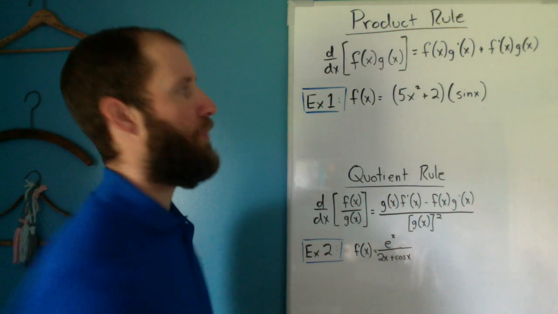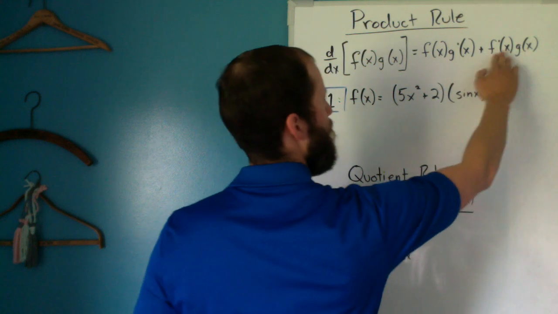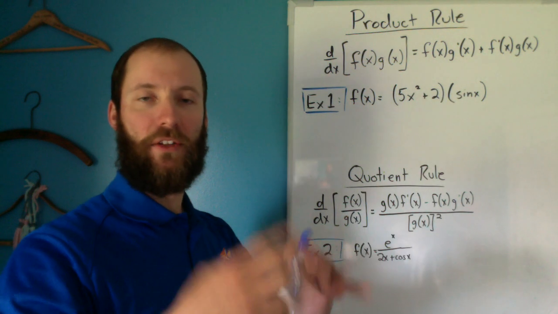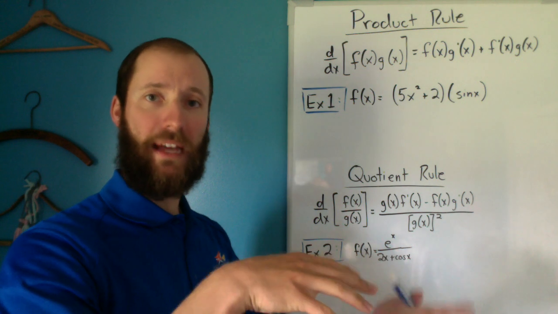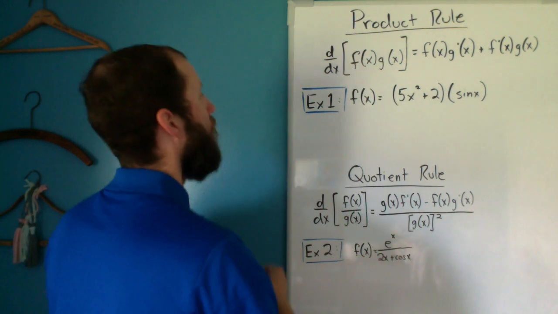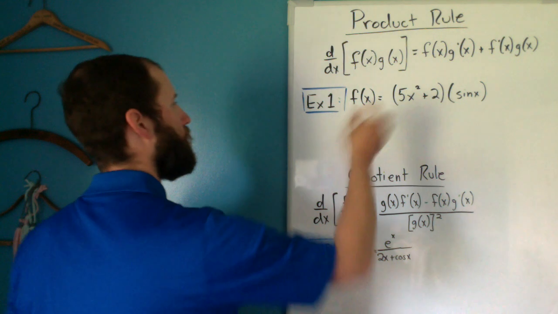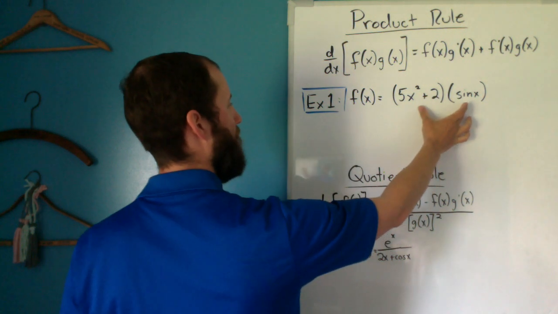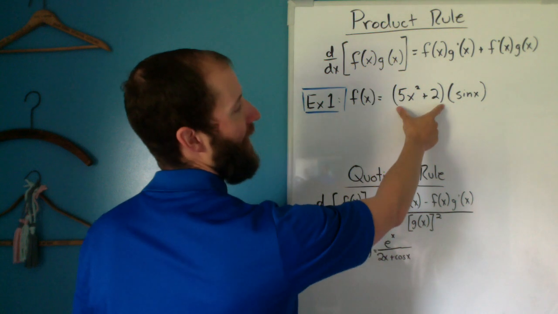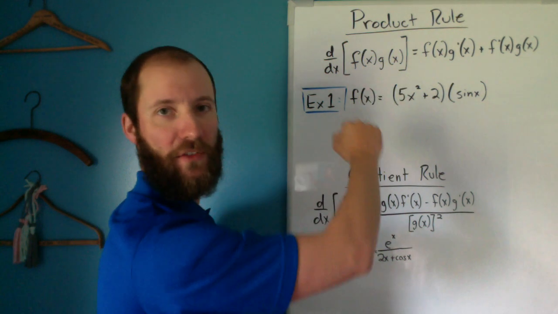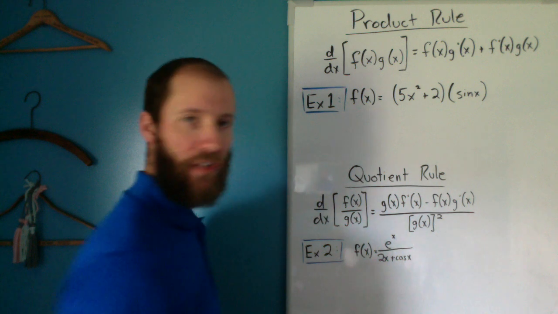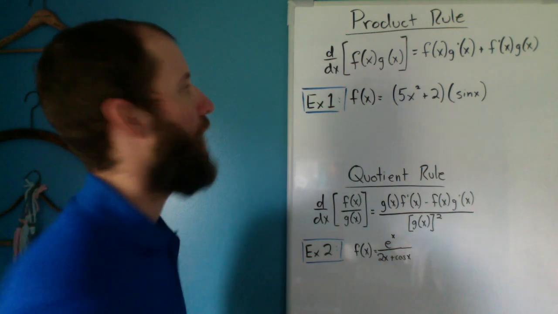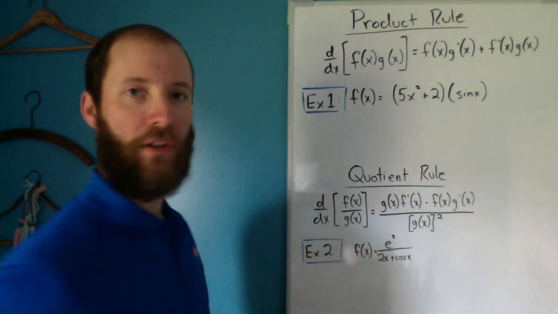You have a bunch of puzzle pieces. You have f, you have g, you have f prime, you have g prime. To make a puzzle, you put the puzzle pieces together. So here's what I like to do. f of x equals these two things being multiplied together. We have 5x squared plus 2, a quadratic function, and sine of x, a trig function. We're multiplying them together, so that means you want to do the product rule.